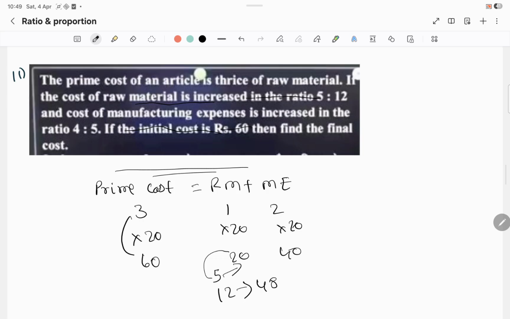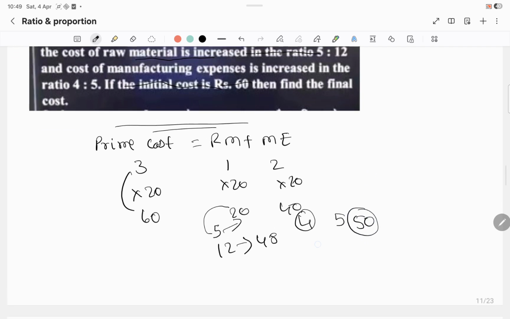Then the cost of manufacturing expenses. Manufacturing initially 40. That is given here 4 is to 5. 4 parts is 40. Then 5 parts will be 50. So now total, then find the final cost. 48 plus 50 is 98. Final cost is equal to 98 rupees.